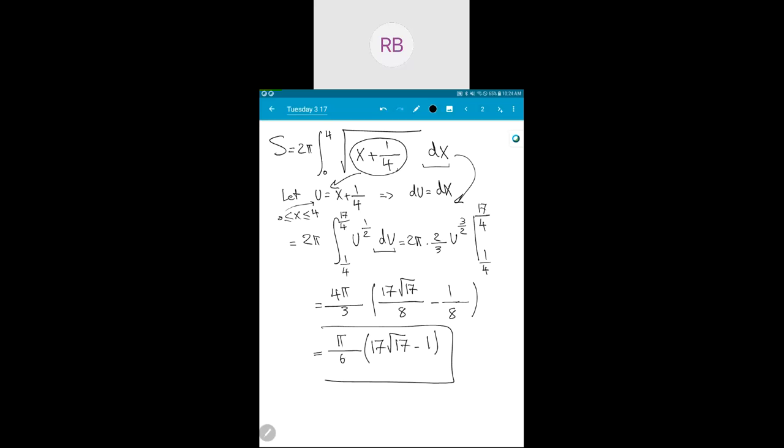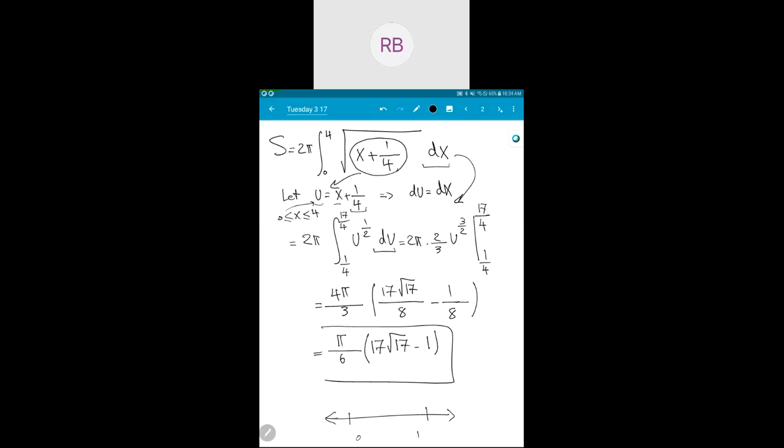Since you're changing the variable of integration, you have to come up with the corresponding limits. Think about it. How is u defined? u is x, just shifted a quarter of a unit, right? So the limits of x were 0 to 4. Now shift the whole thing 1/4 to the right.